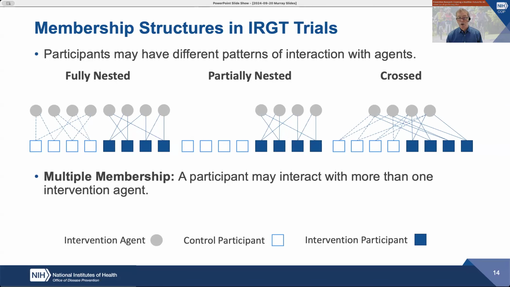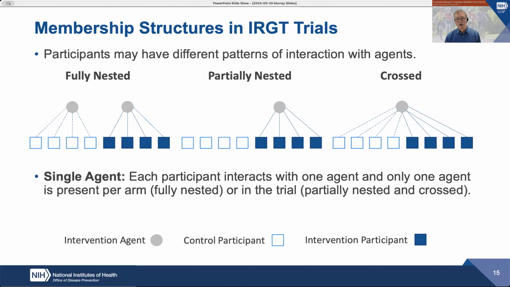We can also have a multiple membership structure. This is simply a more complicated version of what we just looked at. The difference is that each participant interacts with more than one intervention agent. So if you look at the squares and the lines going up to the circles, each square will have, in this case, two lines going up to two different circles, indicating that each participant interacts with two agents. It could be far more complicated than this. And this is considered an example of a multiple membership structure.